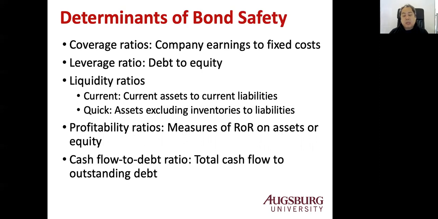For the liquidity ratio, the current ratio and the quick ratio are two typical ways to look at it. If the current ratio is below 1, that's trouble. For the profitability ratio, you measure the return: ROE, ROA. If a company is not profitable, that's bad. And the cash flow to debt ratio is obviously the total cash flow to outstanding debt. You won't have enough cash flow to cover that, right?